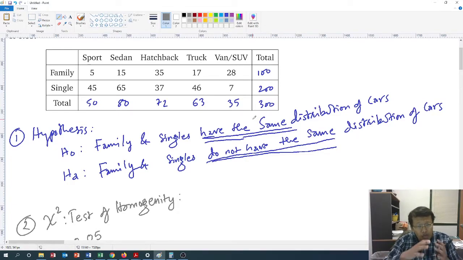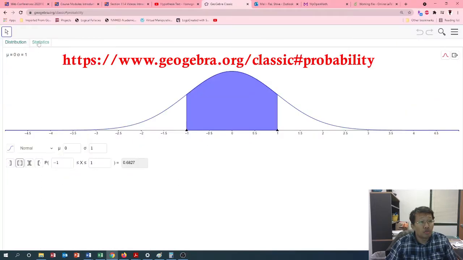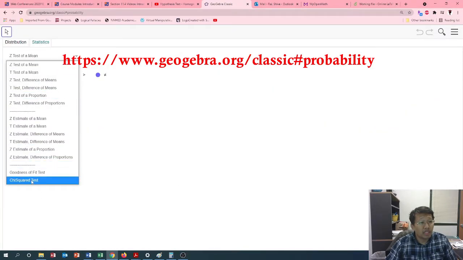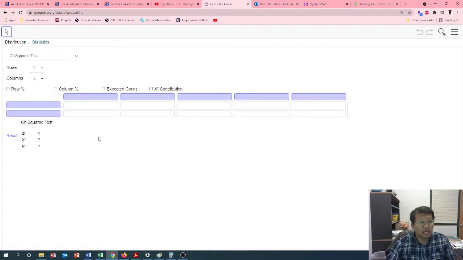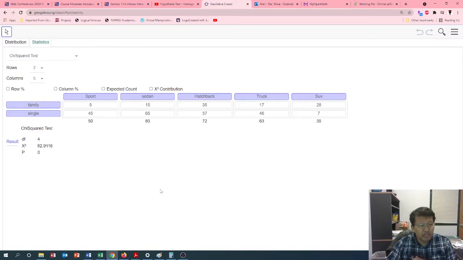Now we won't be going through all of the calculations since we already know that. I'll just be inputting these observed values in the GeoGebra probability calculator. Go to statistics and then go for chi-square test. Rows, we just need 2 rows, we need 5 columns. So 5 columns and 2 rows. This is of course family. I have written down all the data including the headers of the rows and columns: sport, sedan, hatchback, truck, SUV, family versus single. All the things are given over here.